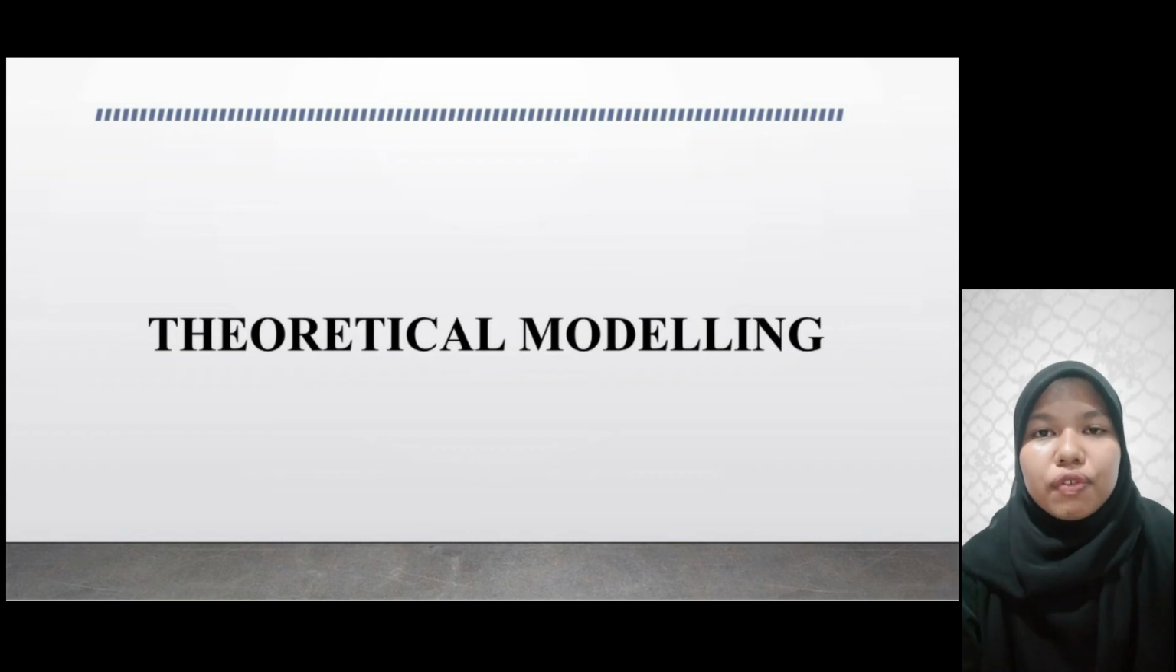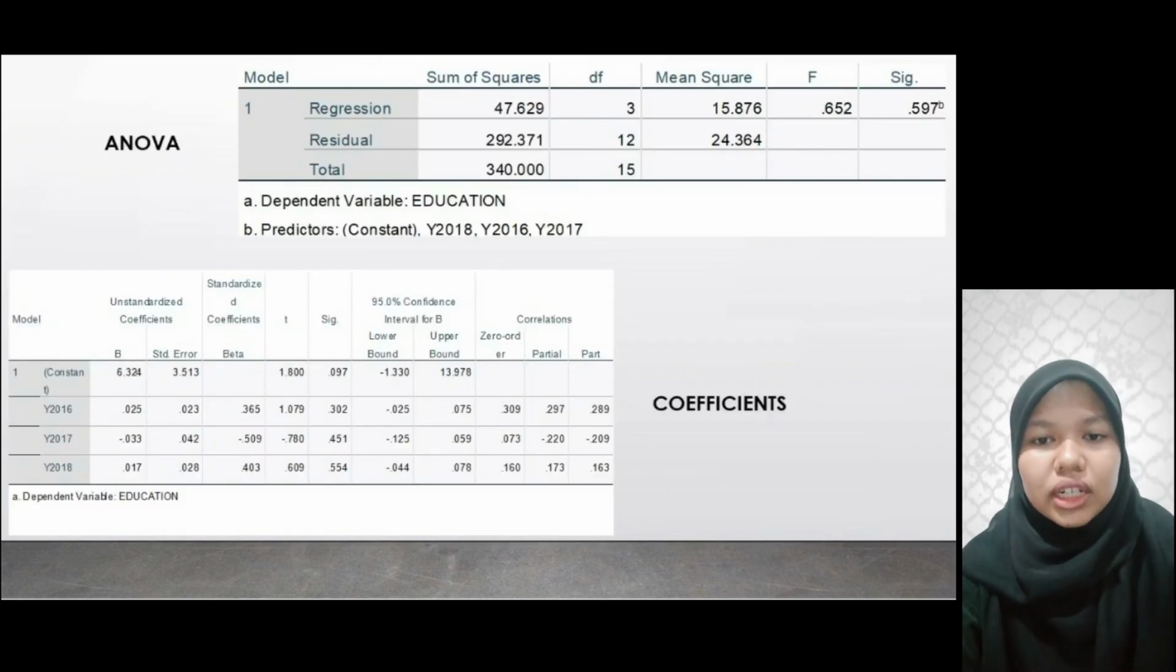For theoretical modeling, this is the ANOVA table.